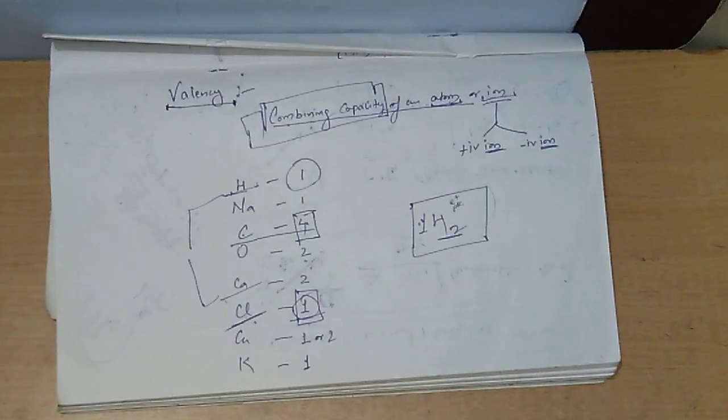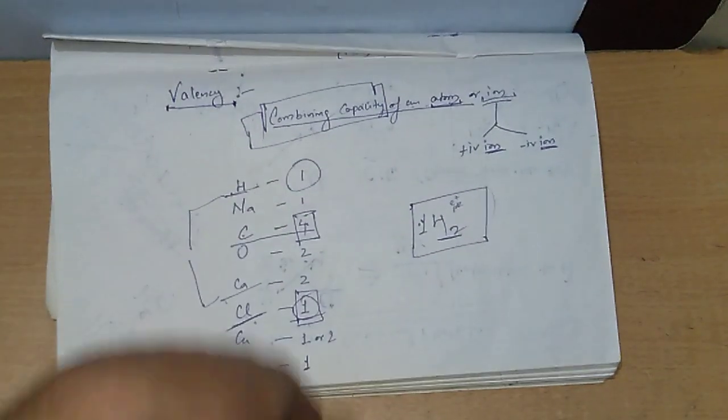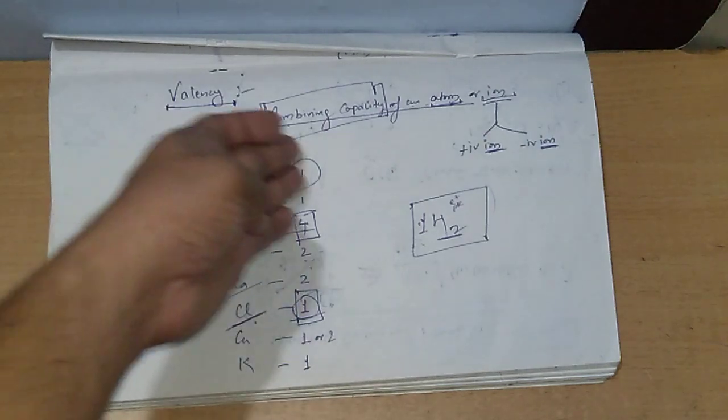So each and every element combines with each other on the basis of their valencies.